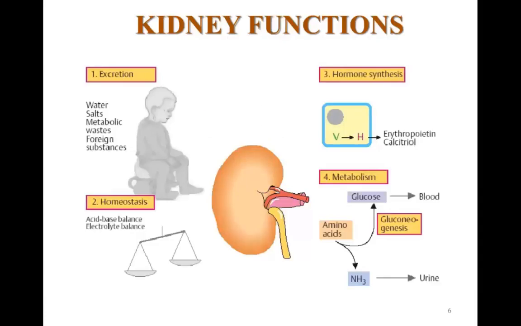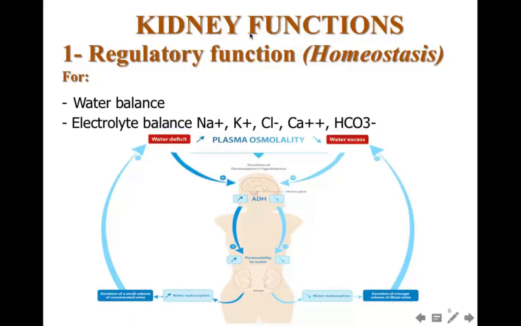Generally speaking, kidneys maintain internal homeostasis. We can summarize the kidneys' action in 4 points. 1. Regulatory function, or as we've mentioned it, homeostasis, for water and electrolyte balance. Sodium, potassium, chloride, calcium, and bicarbonate are electrolytes present in our body.